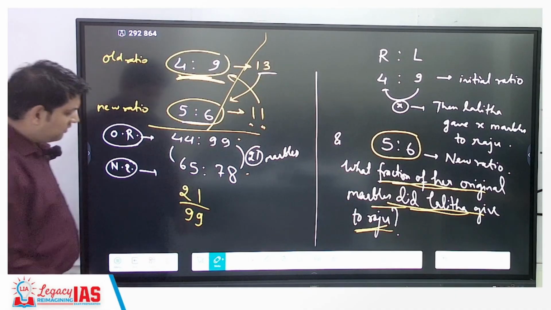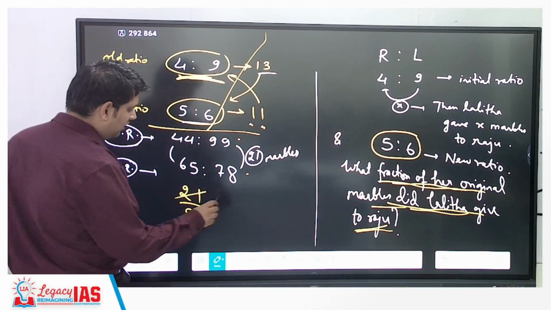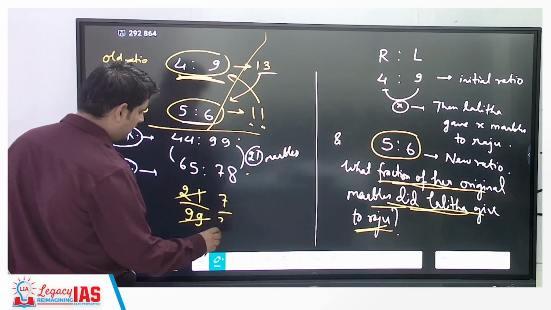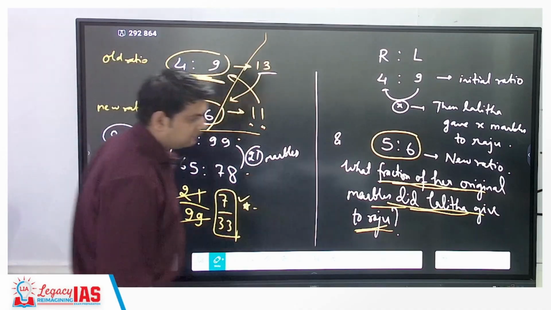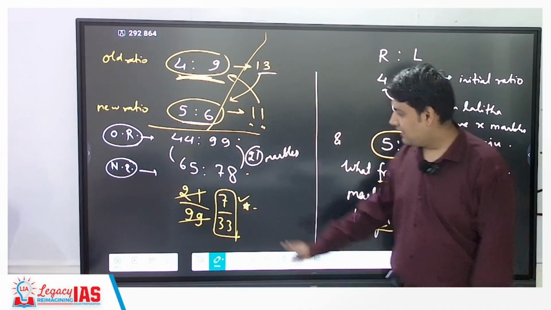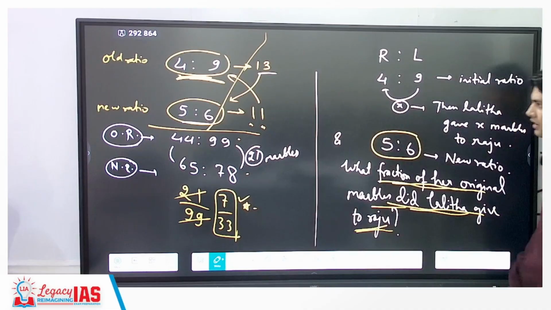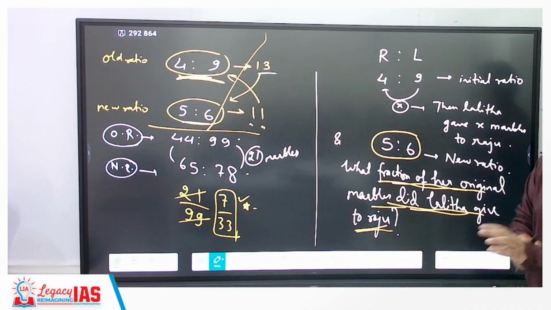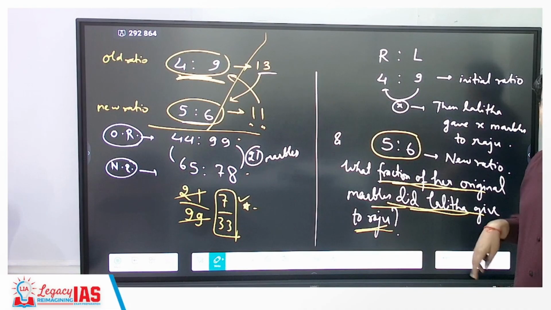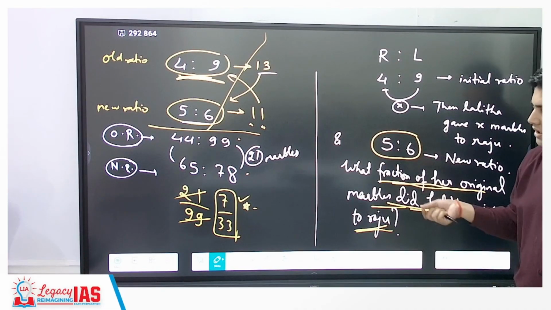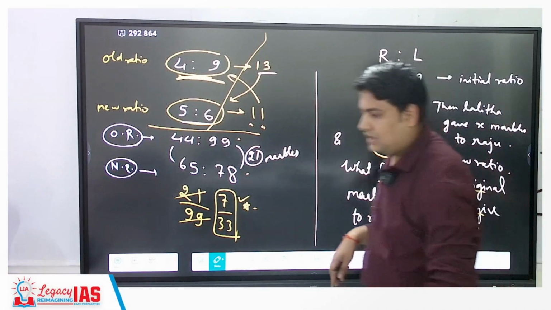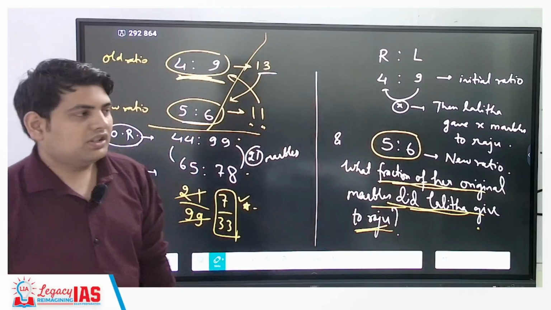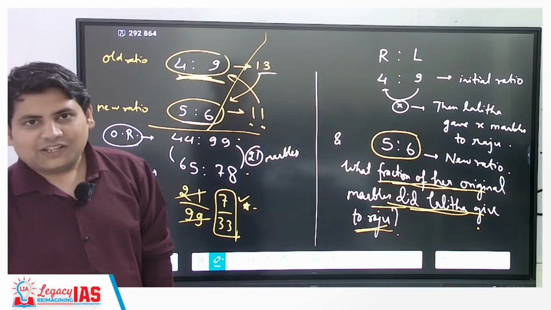That's it. 21 marbles she gave away, 99 she had originally. This becomes your ratio. You can cancel it once, I think with 3. So you will get 7 and 33. This becomes your answer. Understood this 7 by 33? That is, of whatever marbles Lalita had, 7 by 33 she gave away to Raju. This is what the question asked. This is the third type of question that you see. Understood all of them?